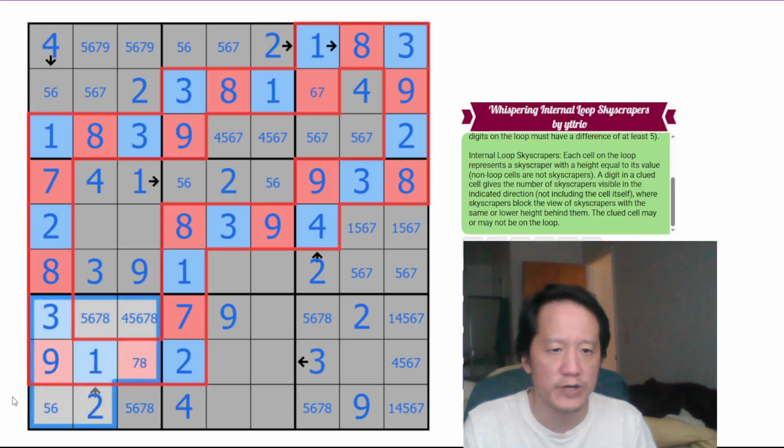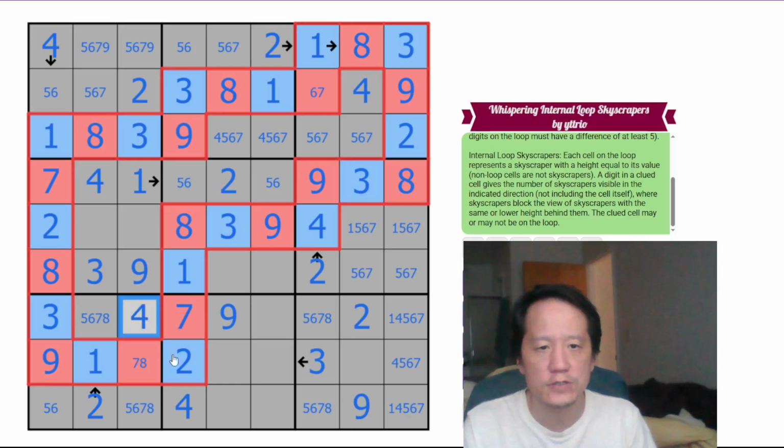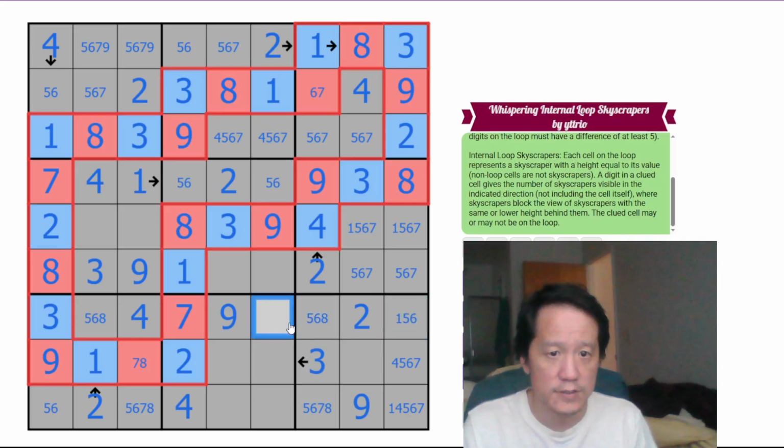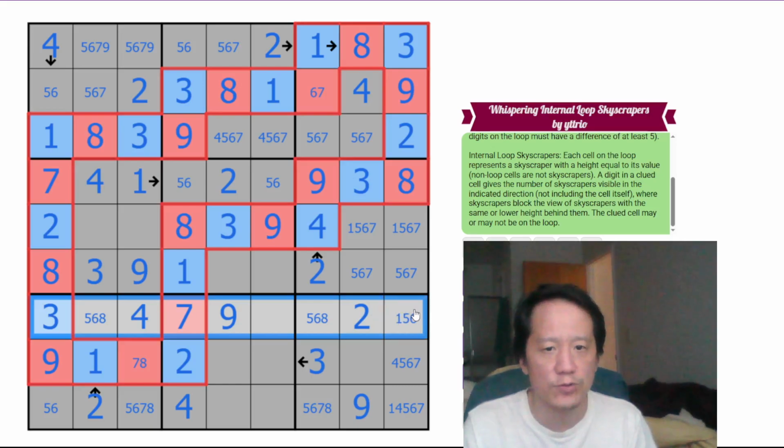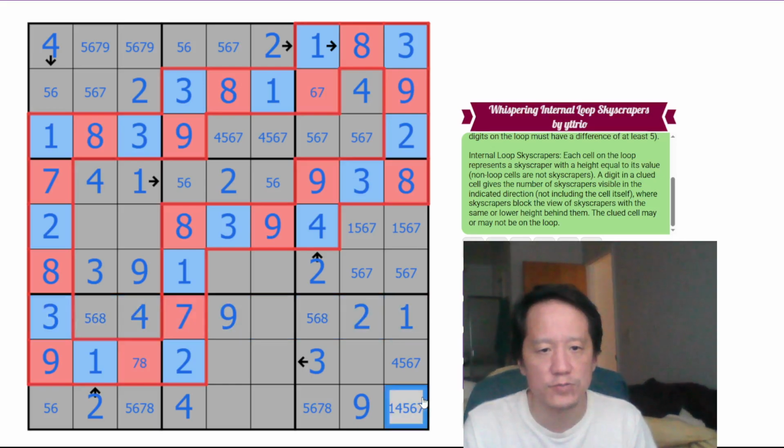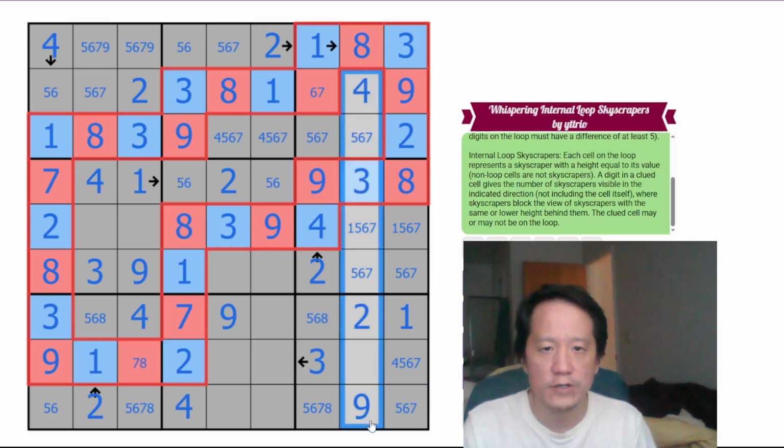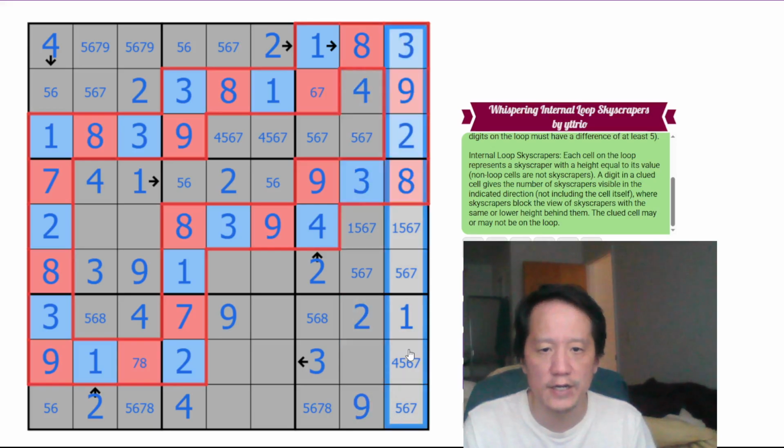Where's the 4 in box 7? It has to be here. So this is 4. This cannot be 7. This cannot be 7. This can't be 4 or 7. This can't be 1. Where's the 1 in row 7? It has to be here. So this is 1. This can't be 4 or 1. Where is the 4 in column 9? It has to be here. This can't be 1 anymore.